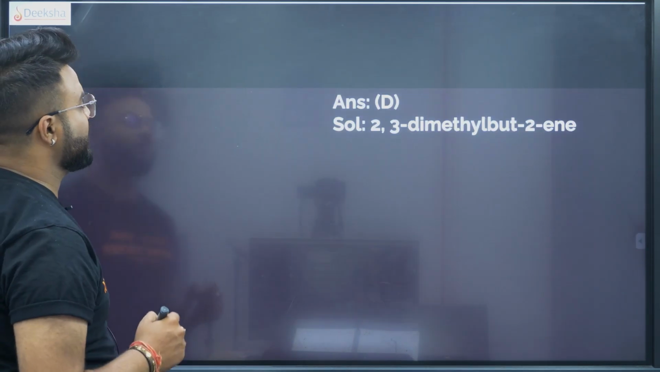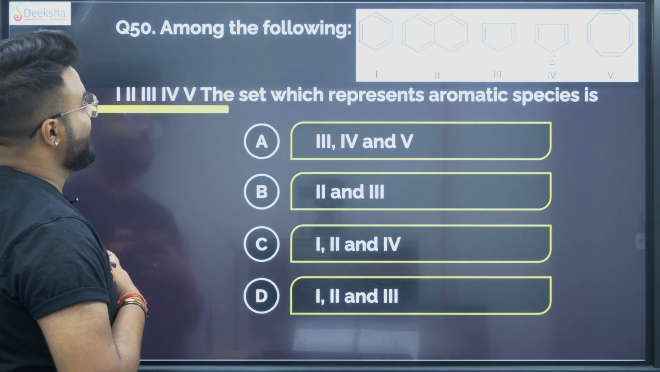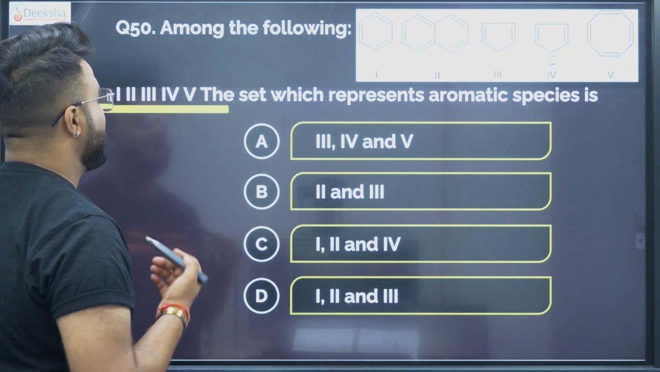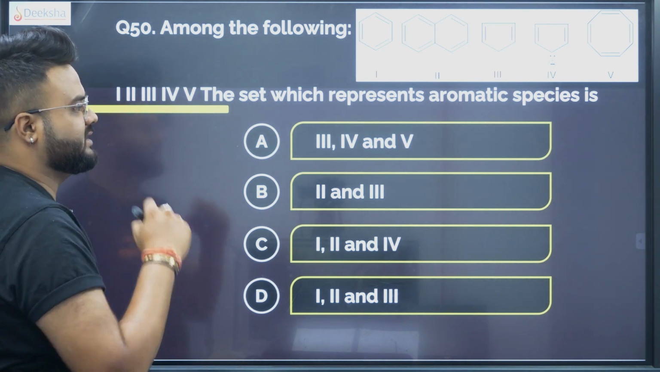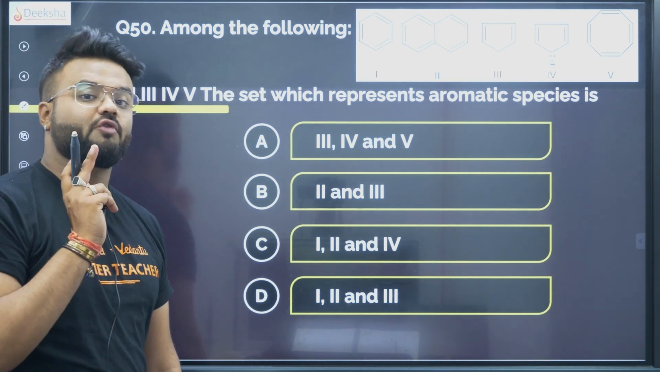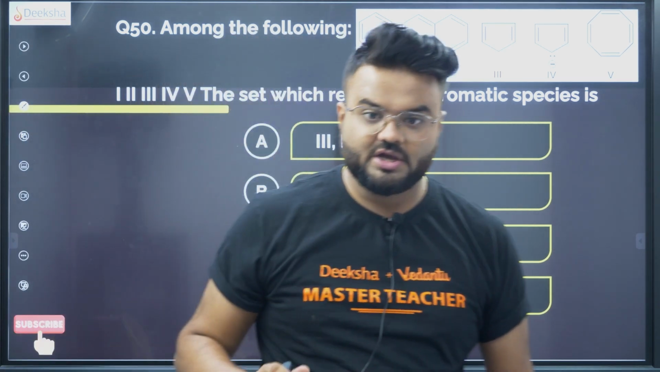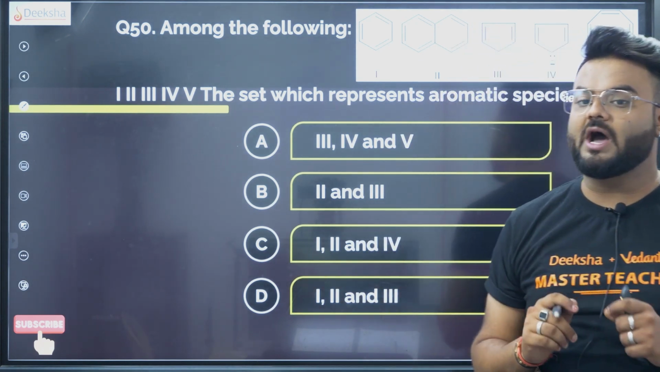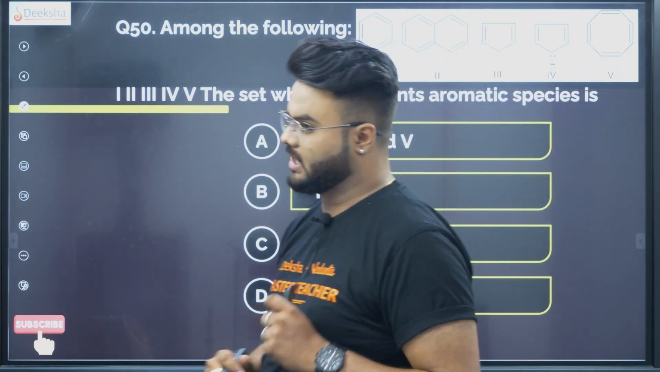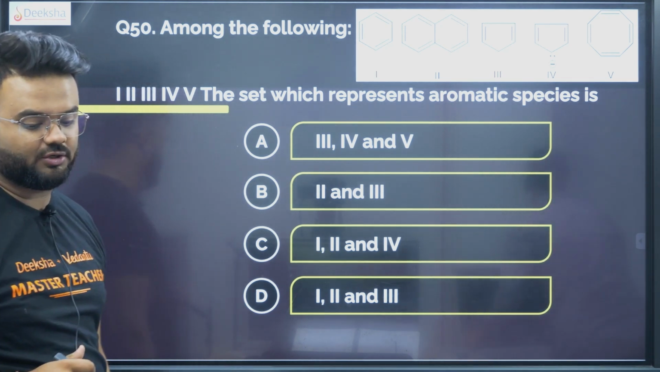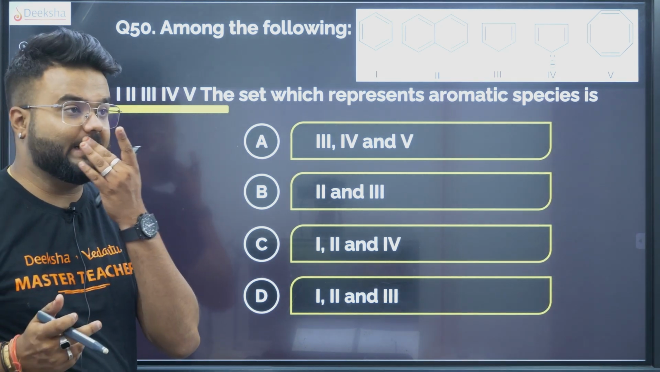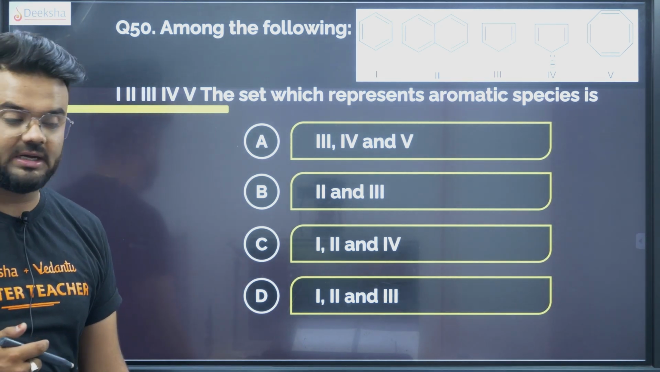Okay guys, now coming back to: among the following, which is the aromatic species? Among these 1, 2, 3, 4, 5, which set represents the aromatic species? For being an aromatic species, you have to know that it should follow the Huckel rule, that is the pi electrons. So it should have 6 pi electrons, or 4n plus 2 pi electrons, to follow the Huckel rule.